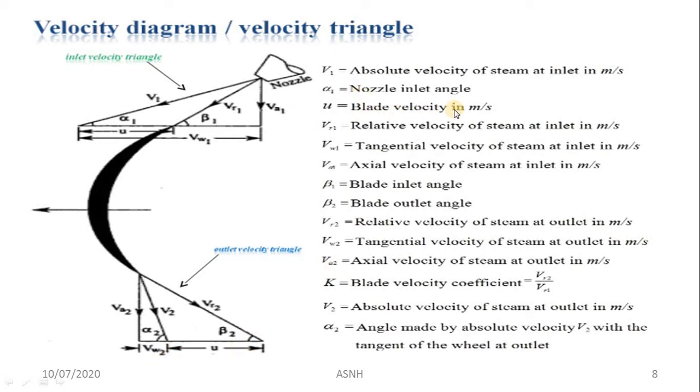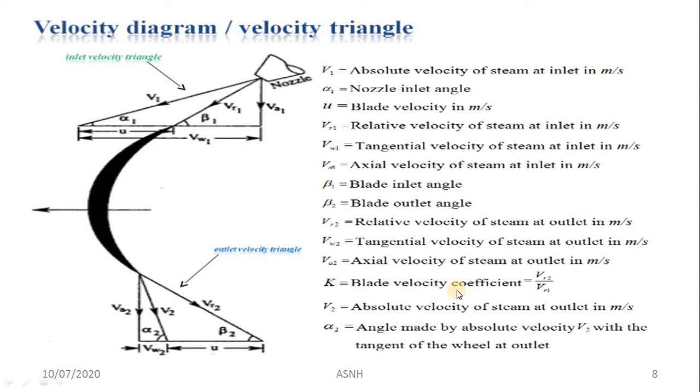That U is nothing but the blade velocity, which remains constant in all cases. The U remains constant. You will get that U by the formula pi d n by 60, where d is the diameter of the wheel and n is the RPM. You will get that particular U in meters per second at the end.